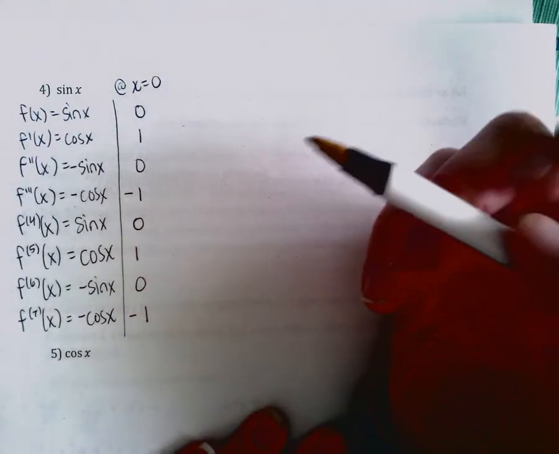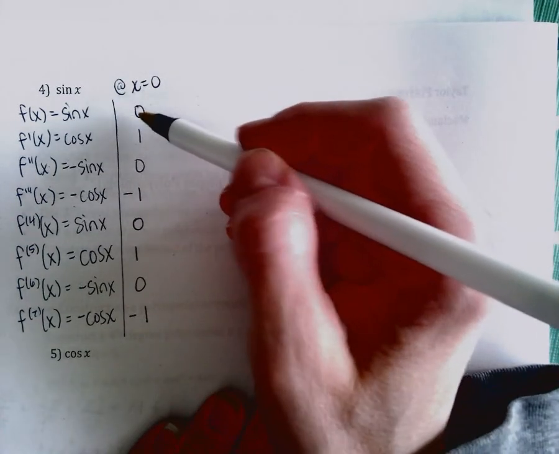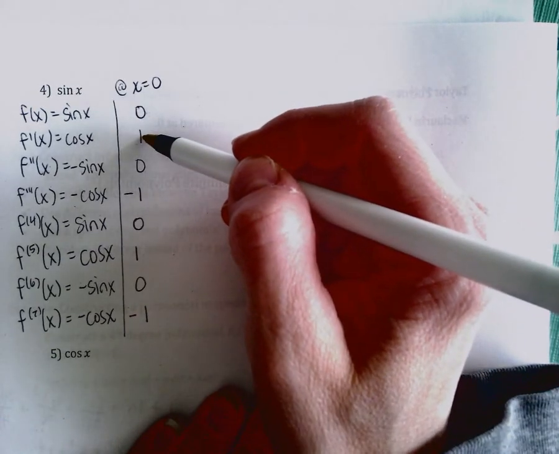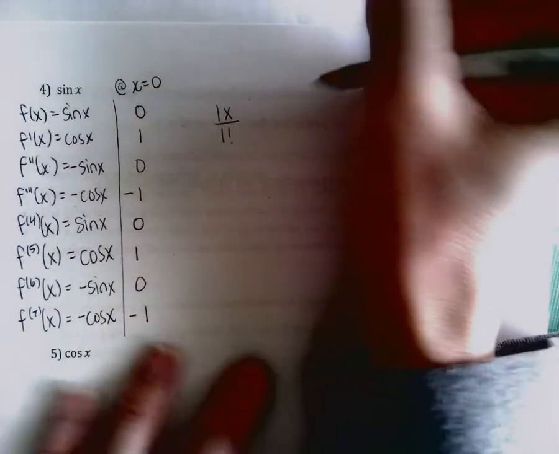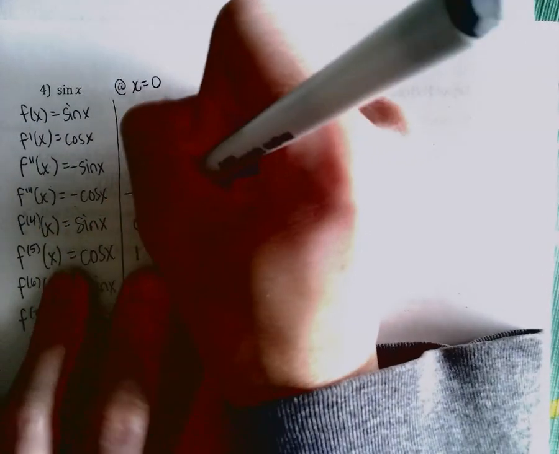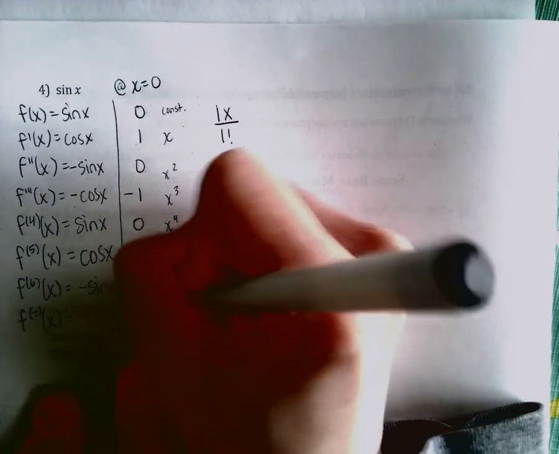So when we go to write out our terms, we're not going to have any constant term at the front. That's a 0. This one goes with our x term. So I have 1x over 1 factorial. And then I have 0 on the x squared. So think of this as being your constant, your x term, your x squared, your x cubed, your x to the 4th, your x to the 5th, x to the 6th, and x to the 7th. Okay, think of it like that.